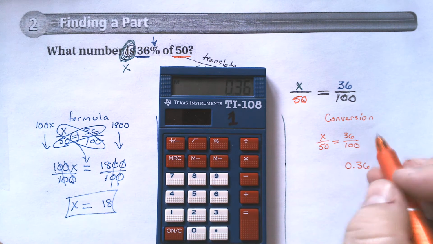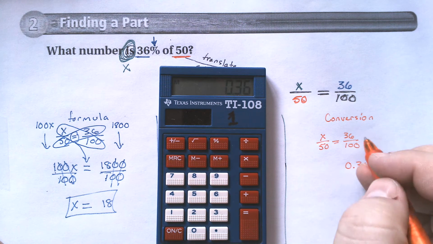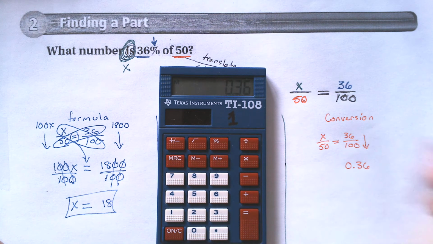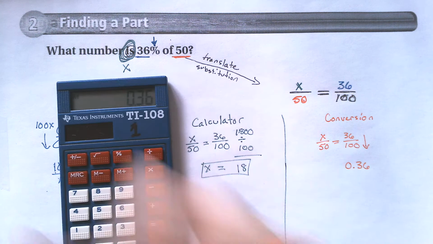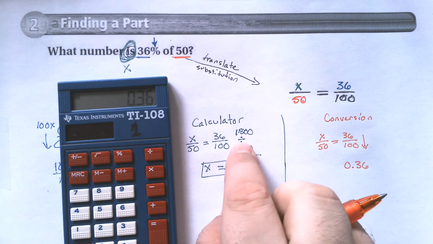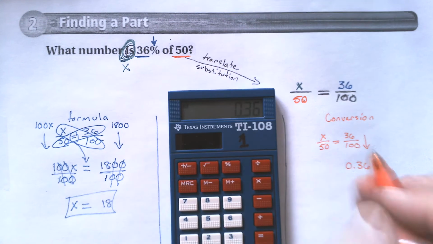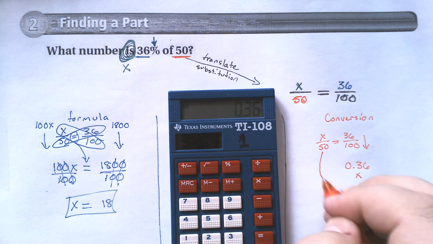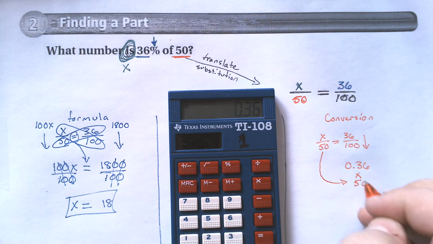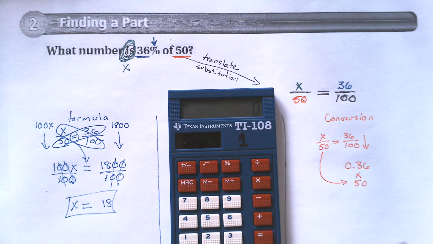Okay, now what it's saying, or what it's asking, is you've turned this into a decimal. You've converted your fraction. Now multiply by what's left. That should sound familiar. So instead of dividing by what's left, in this method, we multiply by what's left. So that means we need to multiply by 50. So 0.36 times 50.